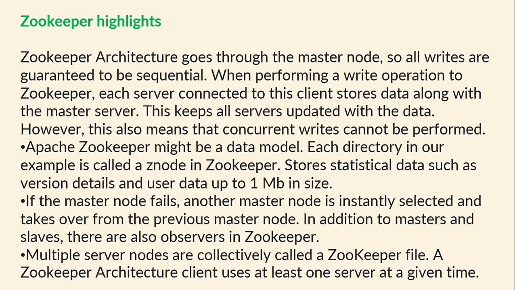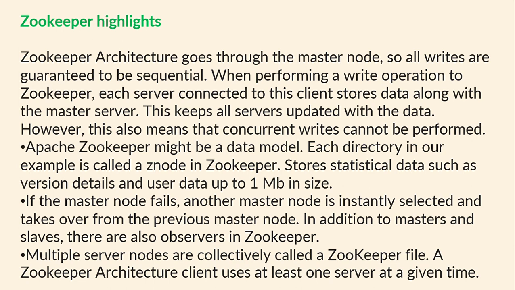Apache Zookeeper might be a data model. Each directory in our example is called a ZNode in Zookeeper. It stores statistical data such as version details and user data up to 1 MB in size. If the master node fails, another master node is instantly selected and takes over from the previous master node. In addition to the master and slave, there are also observers in Zookeeper. Multiple server nodes are collectively called Zookeeper nodes.